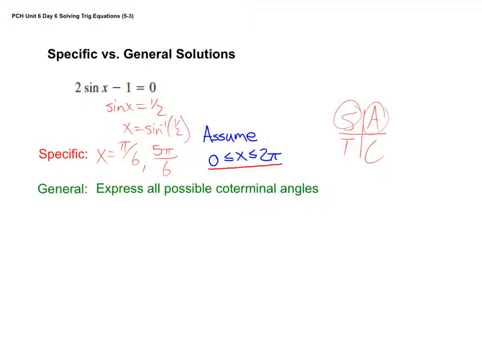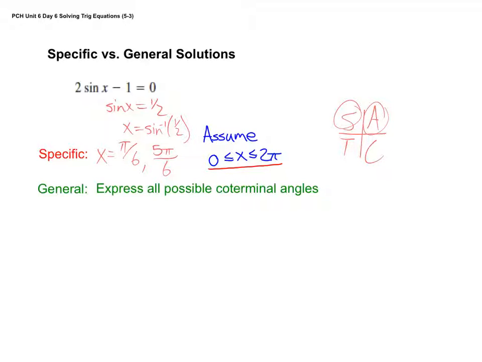Now, here you see a general solution. This may seem a little odd, but if we didn't have 0 to 2 pi, because we're dealing with periodic functions, there's actually an infinite number of solutions, right? Because each of these has an infinite number of coterminal angles. Alright? Well, how did we find a coterminal angle?